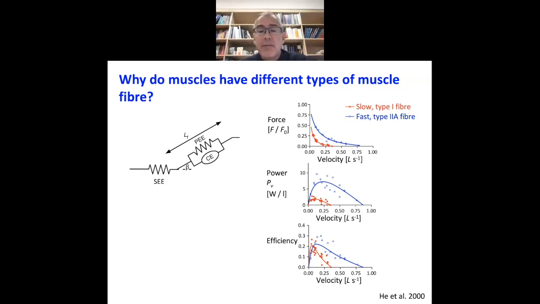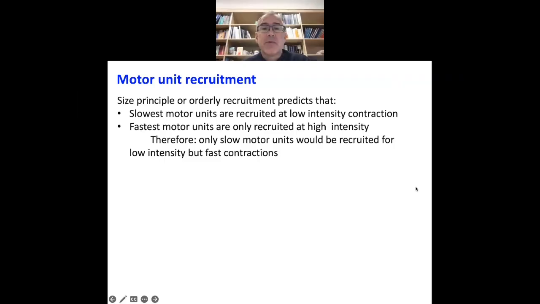So the mechanics of the different muscle fibers within the muscles are different, and it's going to affect our ability to predict realistic forces; it will be affected by which muscle fibers are active. So which muscle fibers are active? We can start off with the commonly used base plan for this, which is the size principle, or orderly recruitment of different motor units. This was an idea that was first put forward in 1957 by Elwood Henneman, and it essentially says slowest motor units are recruited at low intensity contraction.